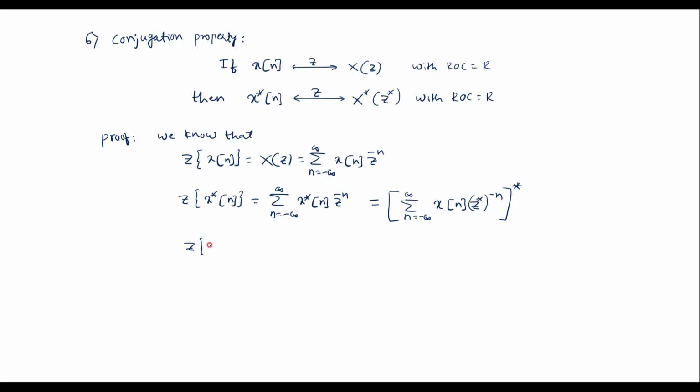Therefore further I can represent it as the Z transform of x(n) is equal to, so this is nothing but X of z star, and as usual here we have this star, so this is equivalent to X star of z star. The complex conjugate of x(n) has Z transform X star of z star. Thus the property is proved.